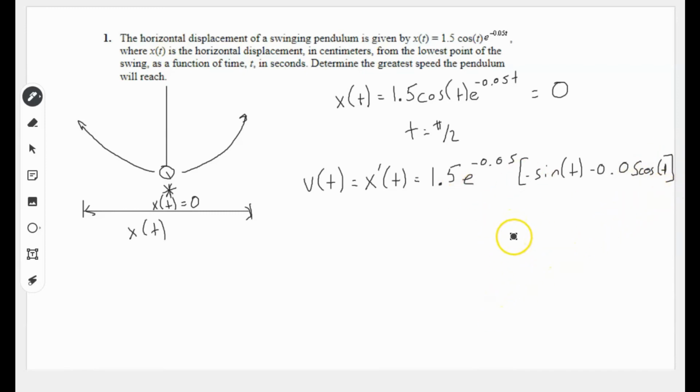Okay, I did that in one step. If you want to do it in a couple steps, you just have to remember that you can pull your constant right out, and then you have a product rule of this times this. Then all we need to do is figure out what that speed is by substituting pi over 2. And if you do that, you get minus 1.39 centimeters per second. The negative doesn't matter, it's just a direction. So the speed's going to be 1.39 centimeters per second.